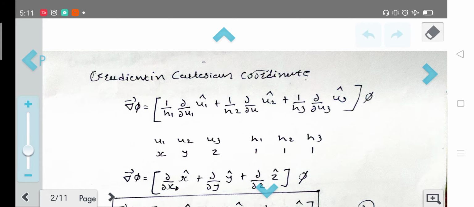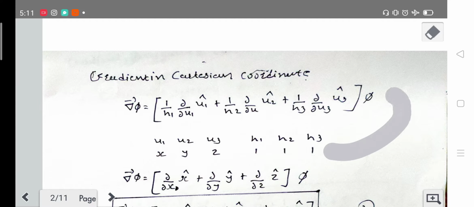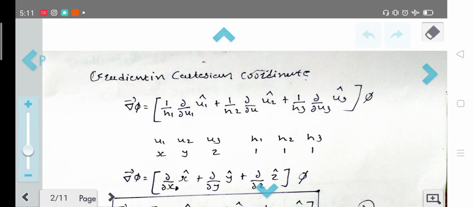In the Cartesian coordinate system we already know that the coordinates are x, y, z and the corresponding values are 1, 1, 1. So let's put these values in this equation. It will be gradient of phi is equal to del by del x x cap plus del by del y y cap plus del by del z z cap, and here will be phi. And let's take phi inside.